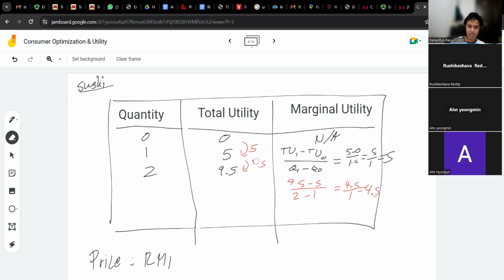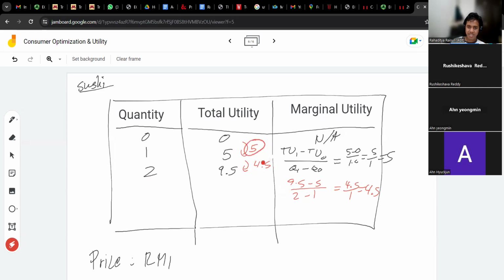Oh wait, sorry, this is 4. Not bad. Why is my brain lagging? But yeah, your marginal utility you'll notice is only 4.5. In the first one, from 0 to 5, your utility increased by 5. From 5 to 9.5, your utility increased by 4.5.